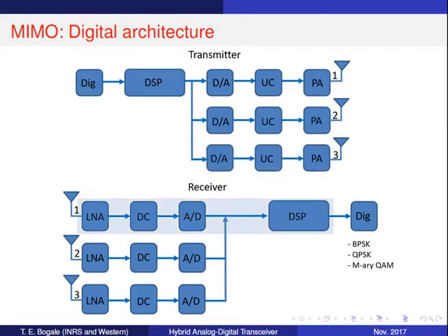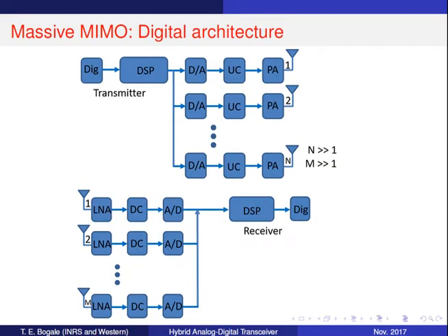Similarly, at the receiver side, the received signal at each antenna first passes through the low noise amplifier, then to the down converter and to the analog to digital converter, and finally goes to the receiver DSP unit to recover the transmitted digital information. As we know, there is recent interest in deploying several antennas at the transmitter and receiver, which is a massive MIMO system.